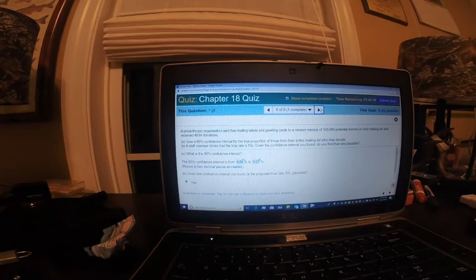The sixth question says a philanthropic organization sent free mailing labels and greeting cards to a random sample of 100,000 potential donors on their mailing list and received 4,934 donations. Give a 95% confidence interval for the true proportion of those from their entire mailing list who may donate. Part B also says a staff member thinks that the true rate is 5%. Given the confidence interval you found, do you find that rate plausible?